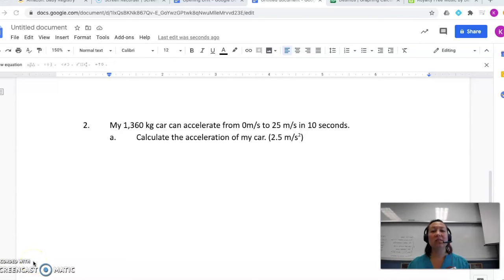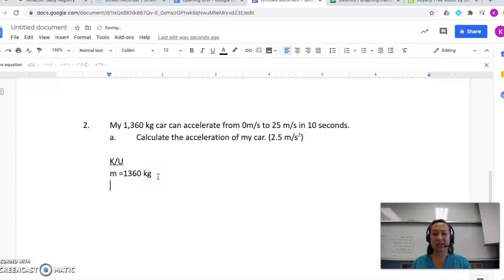For problem 2, let's work on another way to solve problems and show your work, but this time using Google Docs instead of editing a PDF. So I'm still going to put my little knowns and unknowns column, K and U. Put a little highlight here. I see that I have a car whose mass is 1,360 kilograms. Kilograms is the base unit for physics.